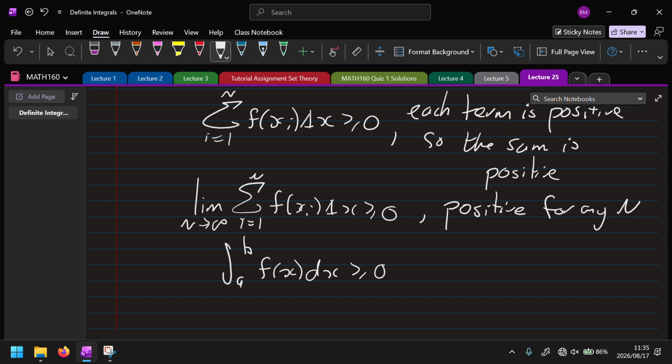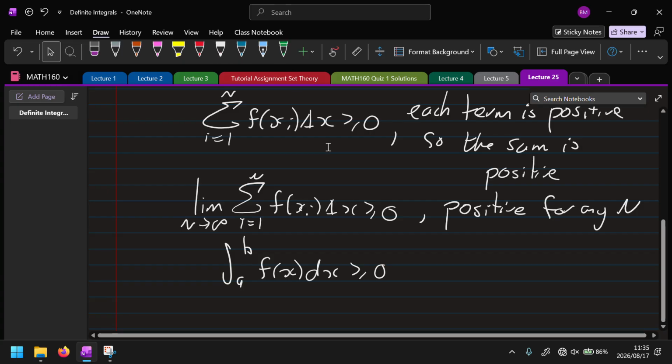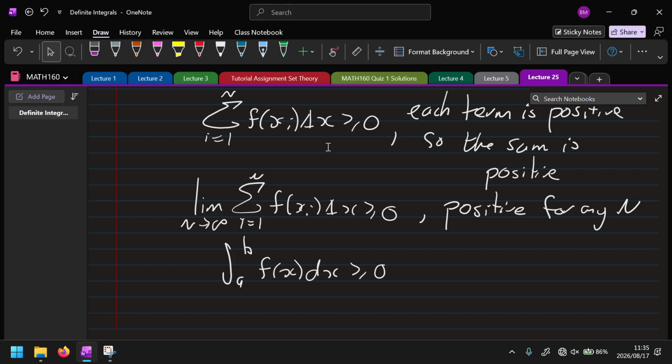Right. Any questions for this one? All good. Okay. And again, we could just swap the inequality and all of the reasons remain exactly the same, but instead of positive, you say negative. It works exactly the same.